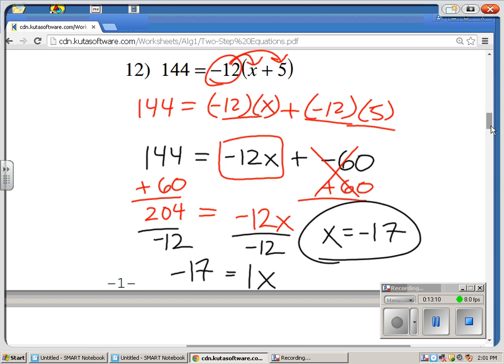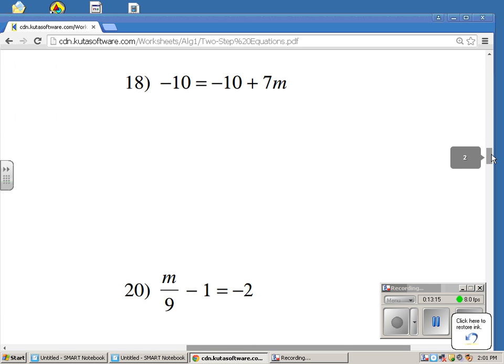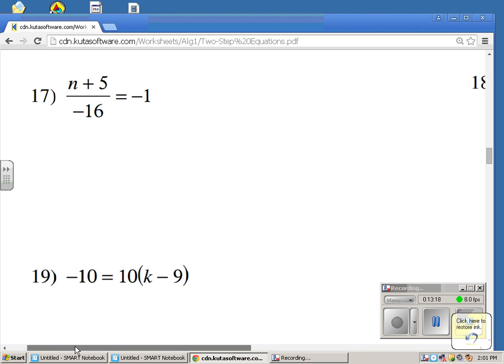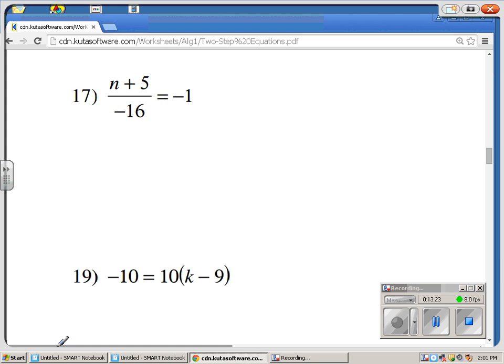Now we're ready for problem 17. All right, so it's a problem like we saw earlier where we had the variable and a number in the numerator. Again, I'm boxing in the variable and the number that is directly closest to it. It's directly beside it. And then what I'm going to do is I'm going to get rid of the other problem number first. And I have to think about how is the piece that has the variable separated from the problem number. So the piece that has the variable, n plus 5, is separated from the negative 16 by division.